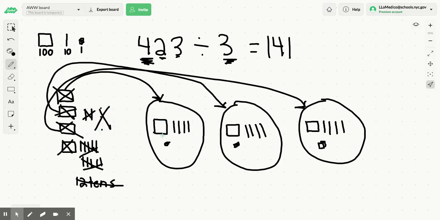We have 100, 10, 20, 30, 40 plus 1. We have 100 plus 40 plus 1 in each group. This means there are 141 in each group. And that is how you use base 10 blocks and pictures to help you divide 3-digit by 1-digit numbers. You also have to remember to do trading when necessary.